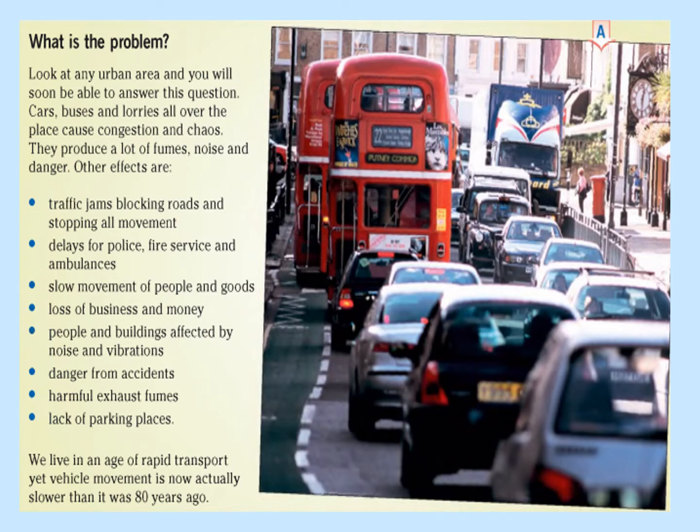So you've got here the picture, what is the problem? Look at any urban area and you will soon be able to answer this question. Cars, buses and lorries all over the place cause congestion and chaos. They produce a lot of fumes, noise and danger. Other effects are... and you've got some effects there. We live in an age of rapid transport, yet vehicle movement is now actually slower than it was 80 years ago. So what you're looking to do is to write down, in your opinion, what are the 5 worst problems that traffic can cause in urban areas. Okay, so you've got lots to choose from there, so you want to pause the video at this point to note these down.